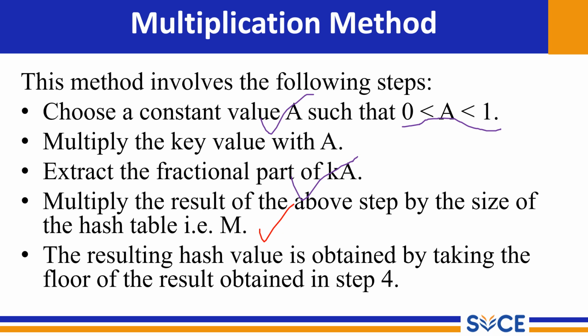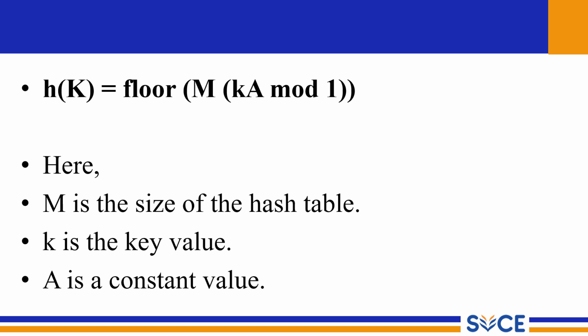Next, this is the formula which is followed for multiplication: h(k) = floor(m (kA mod 1)). Here m is the size of the hash table, k is the key value, and A is the constant value. So this is the formula to be followed for multiplication.